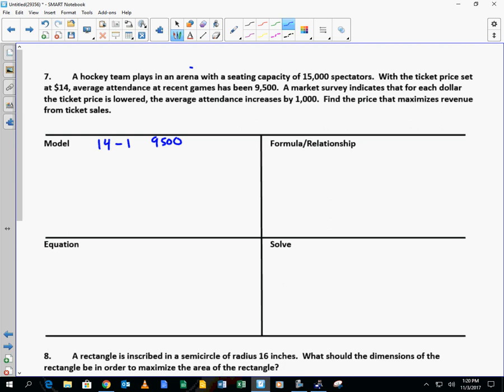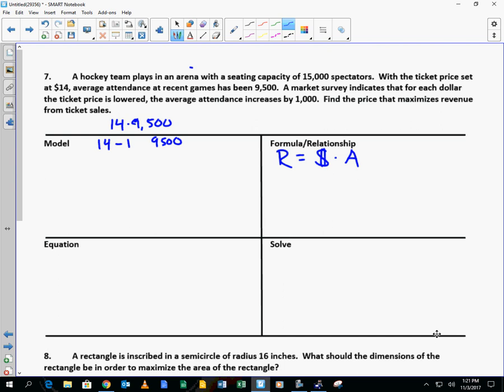Now I'm just going to take what she did and put it into a better understanding for you. Gigi recognizes that before I even subtract the 1, let's just see how much money we are making right now. 14 times 9,500. Would you guys agree? Like that's how much. So the revenue is going to be equal to the ticket price times the attendance. So that part you got to be able to come up with. That you got to start with.